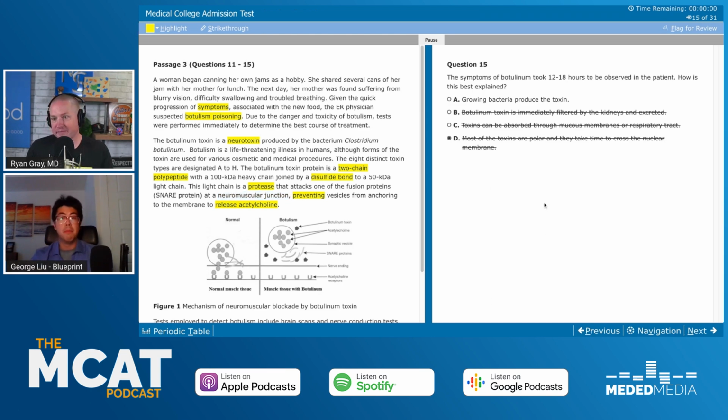So in this case, if you go with your gut and you find the correct answer, you don't have to go through the other ones. But for the sake of completeness, B to D are incorrect for the reasons we mentioned. A is the correct answer. Growing bacteria produce the toxin. It's true and it applies.